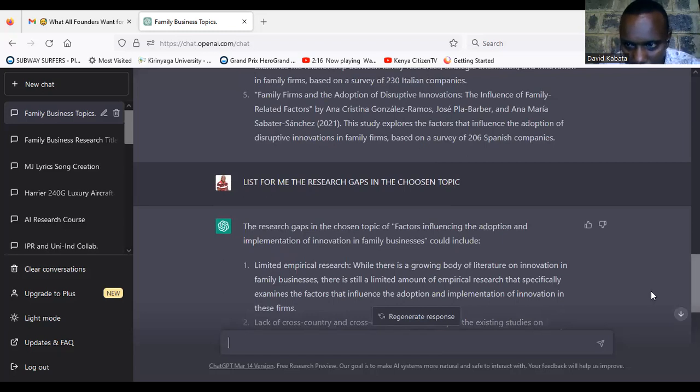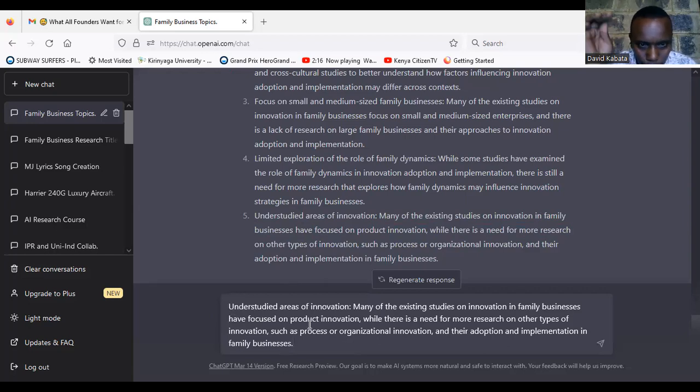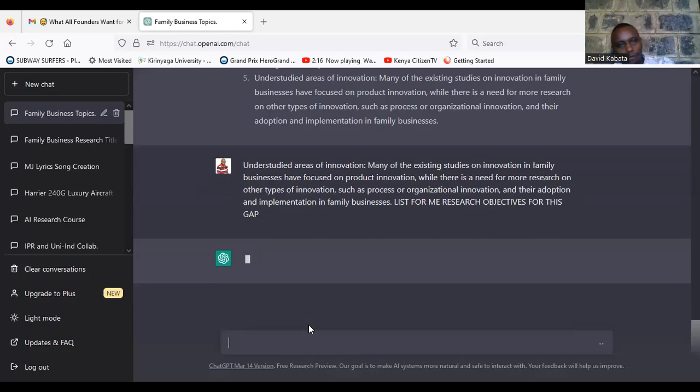And for me, I think the best gap is which one? Other studied areas: many of the existing studies on innovation in family business are focused on product. There is a need for more research on other types of innovation, such as process. So I think this one is very okay. So I copy that one, put it there, and then prompt ChatGPT to list for me research objectives for this gap. Now, let me see the research objectives that I'm going to get for this gap.